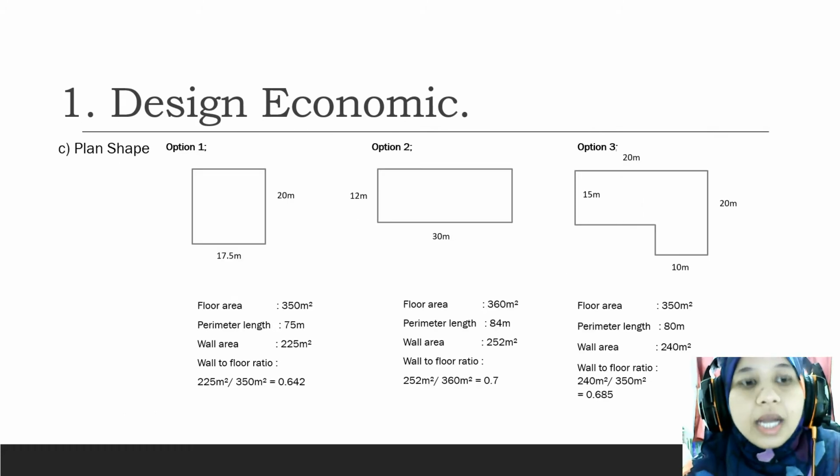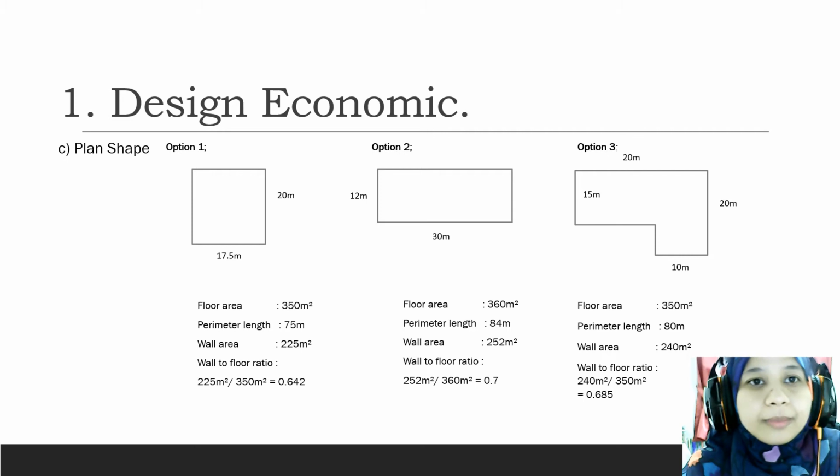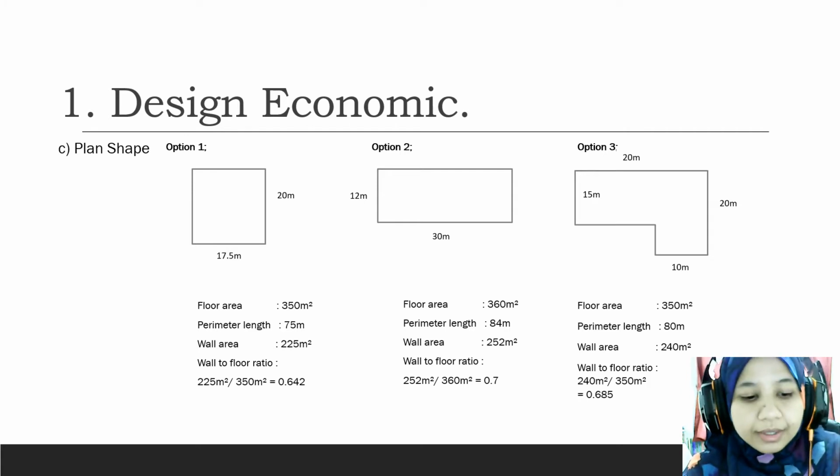Number 3, the client will be advised on the plan shape. We give 3 options to the client. Option number 1, a square shape. Number 2, a rectangle shape. Number 3, an L shape. From the calculation, the building is economical when the wall to floor ratio is lower. So we suggest the client consider option number 1, the square shape, or they can choose option number 3, the L shape, so they can at least get some aesthetic shape for their bungalow house.